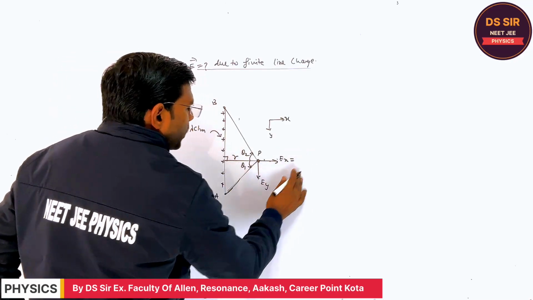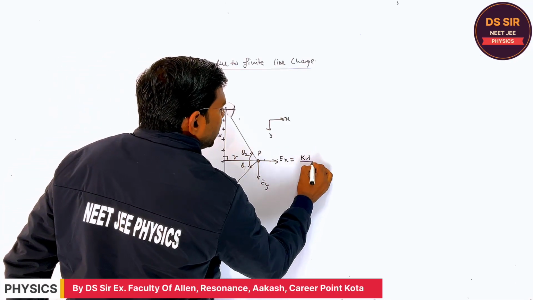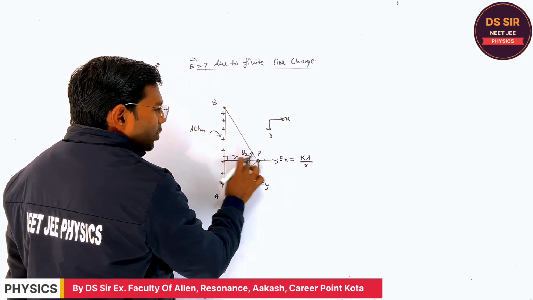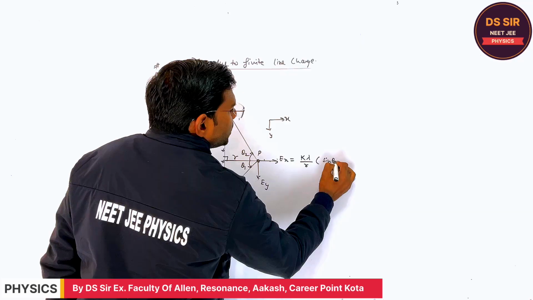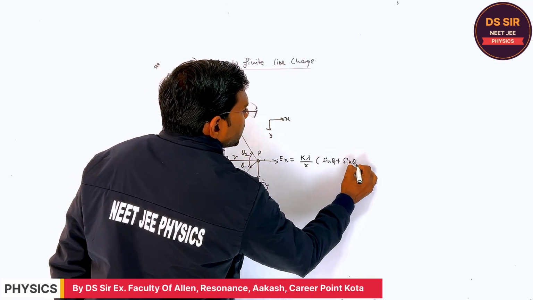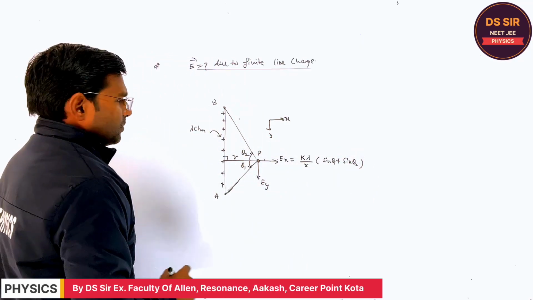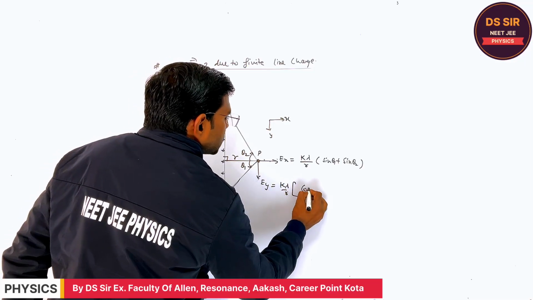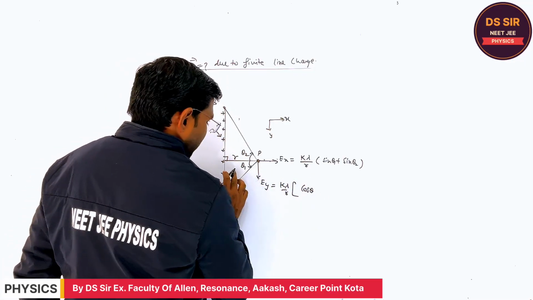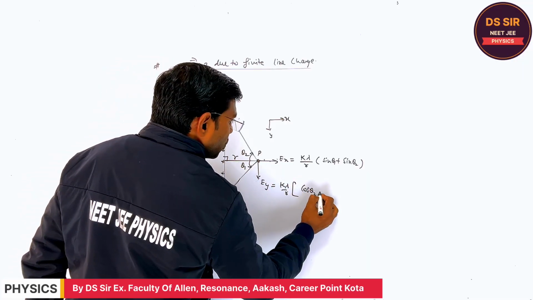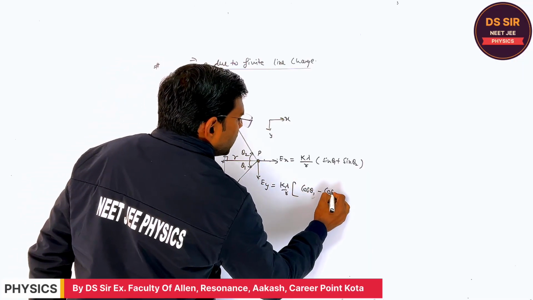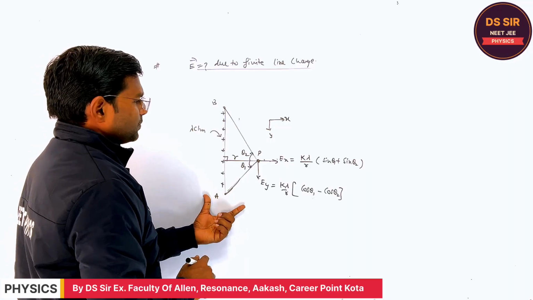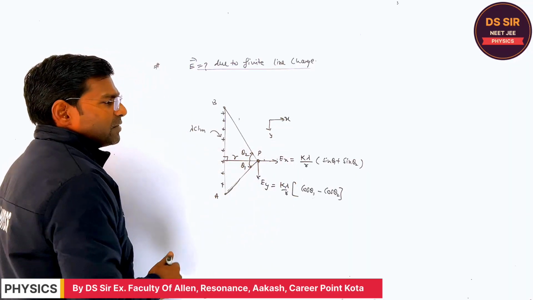So the x component of the electric field is what? kλ/r (sin θ1 + sin θ2). Fine. Ey is equal to kλ/r (cos θ1 minus cos θ2). Is it clear or not, you tell? Copy this first, then I will give some examples.